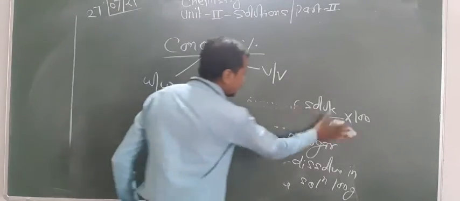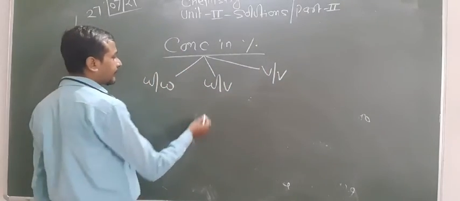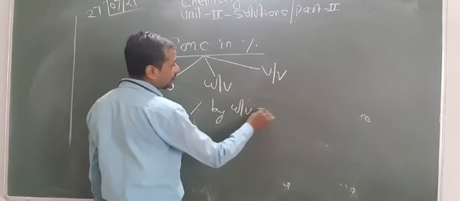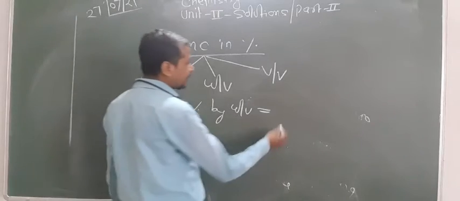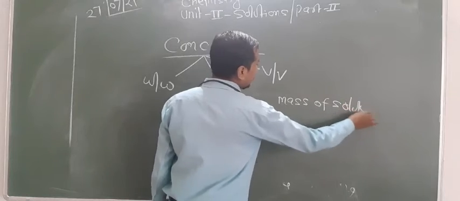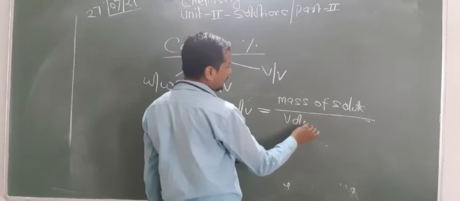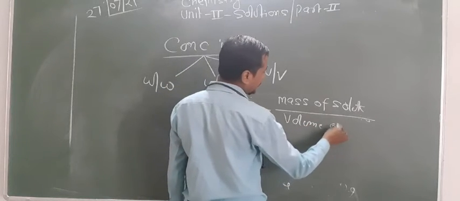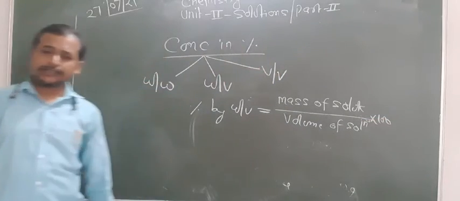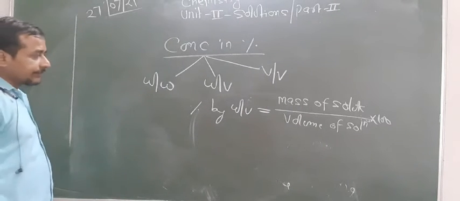Now let us focus on the second concentration method in percentage, weight by volume. What is the meaning of this? Percentage weight by volume equals the mass of solute divided by the volume of solution. Yes, you have to take the volume of solution, and multiply by 100. By this way you can get the percentage weight by volume.